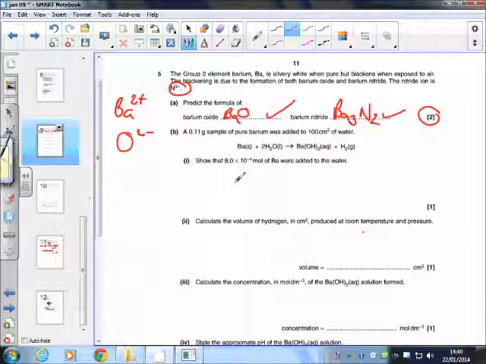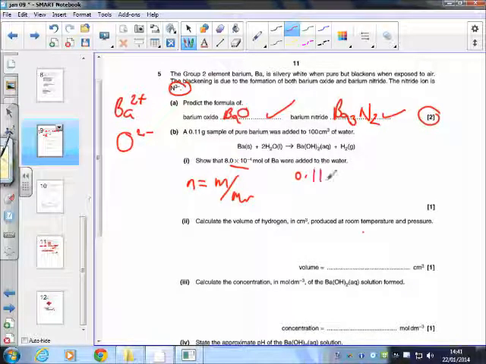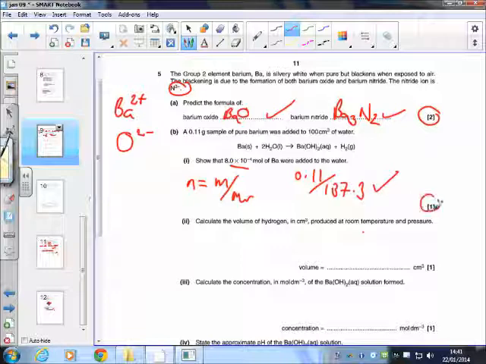So B. A 0.11 gram sample of pure barium was added to 100 centimeter cubed of water. Show that 8.0 times 10 to the minus 4 moles of barium were added to the water for 1 mark. And that's just this equation. Number of moles equals mass over molar mass. So we've got the mass, which is 0.11, and the Mr of barium, which is 137.3. And if you put that into your calculator, you should get 8.0 times 10 to the minus 4. And that's all you need to show for 1 mark.